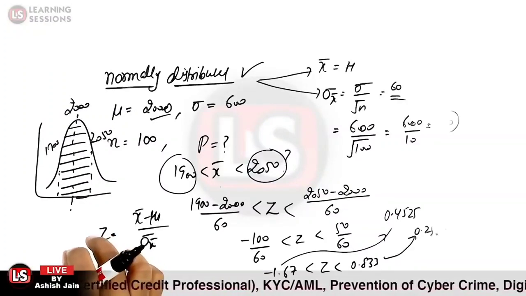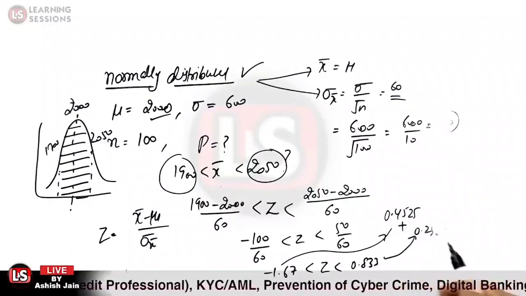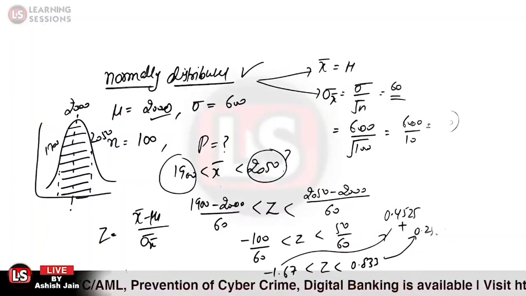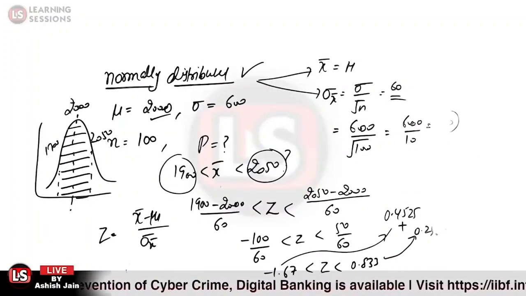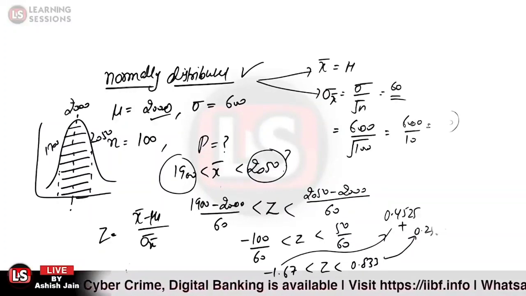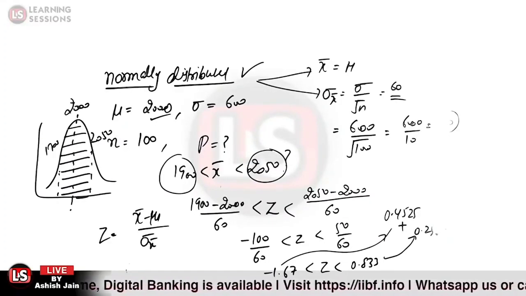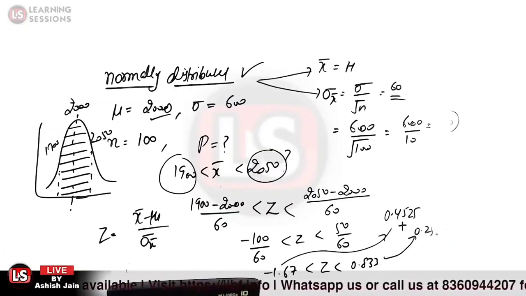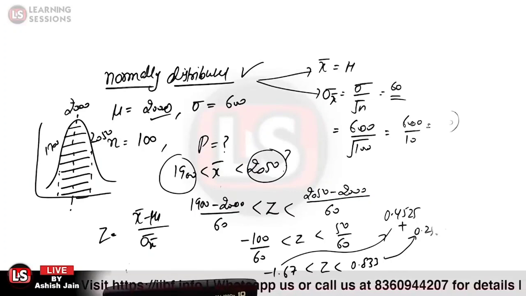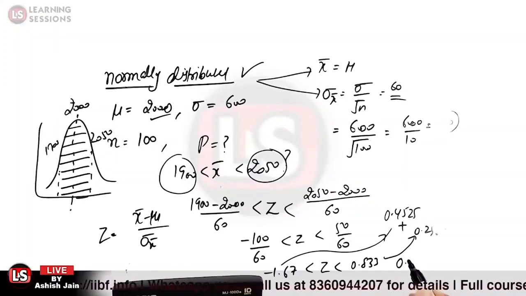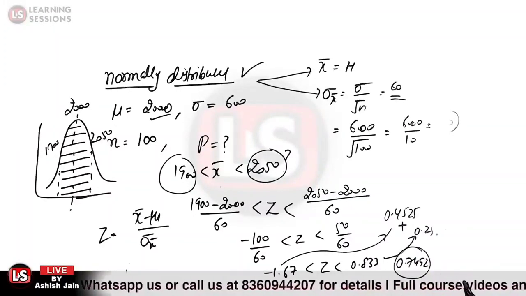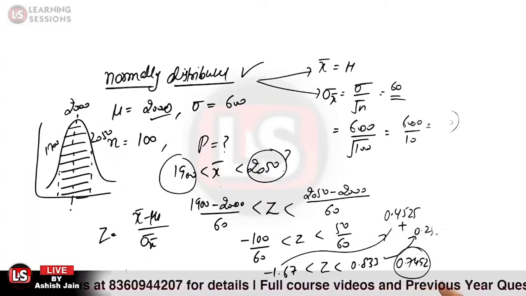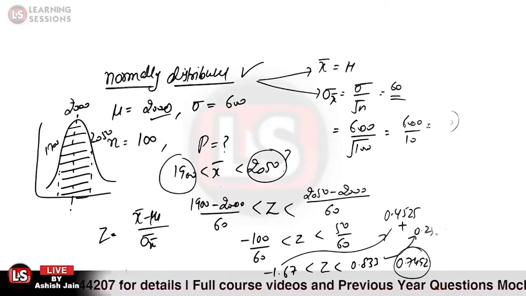So it will be related to what? It will be 0.4525 plus 0.2967. We will be adding them up. That will basically form the probability. 0.2967 plus 0.4525, and the total value comes out to be 0.7492. So that is the probability, and that would be the answer related to it.